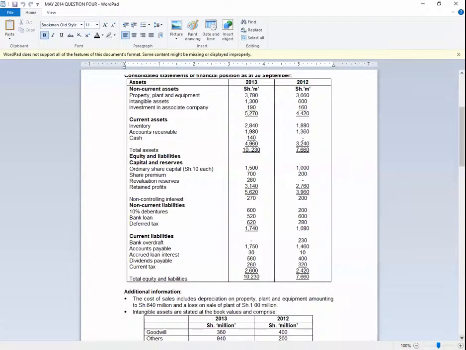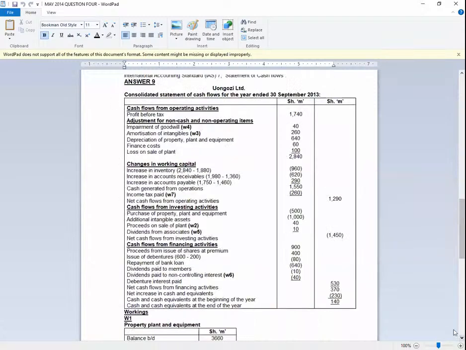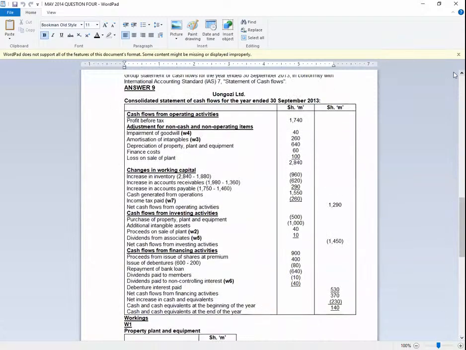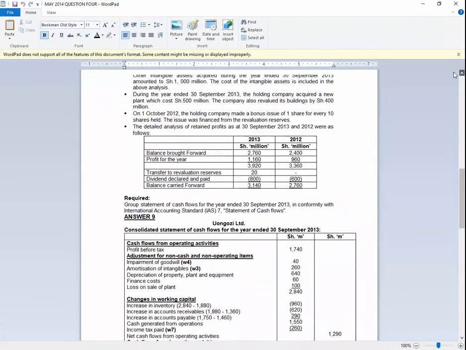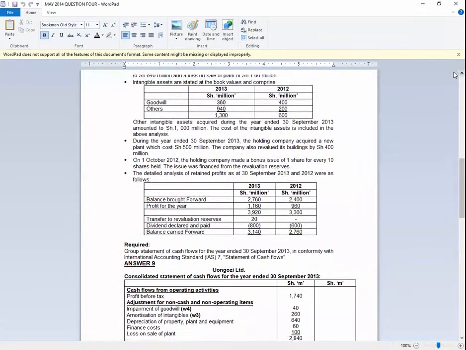Intangible assets are stated as follows. I can see goodwill. In 2012, it was 400; in 2013 it was 360. Some loss there. And then I'm told here, during the year ended 30th September 2013, the holding company acquired a new plant, which cost 500 million. The company also revalued its buildings by 400 million.